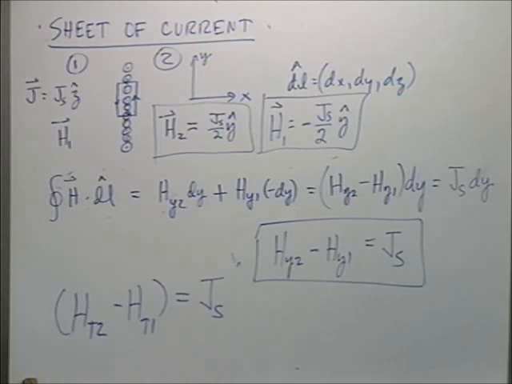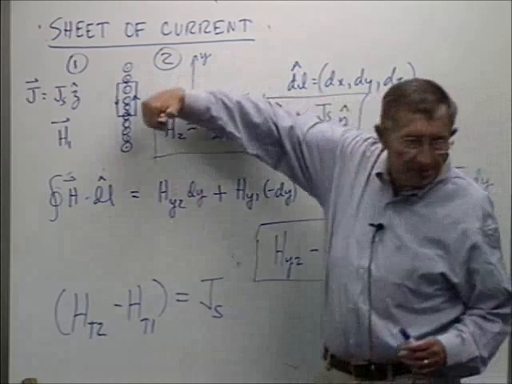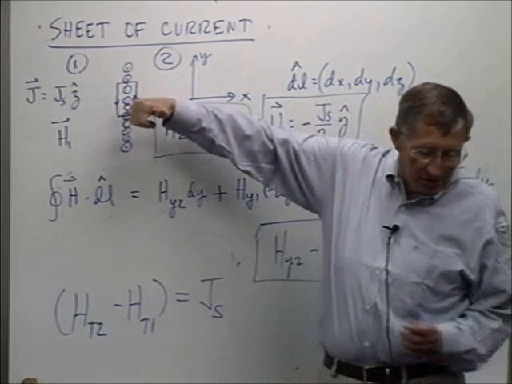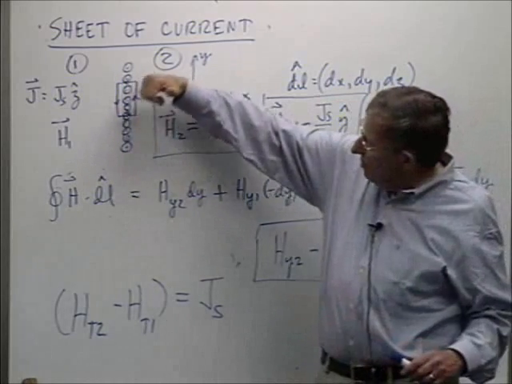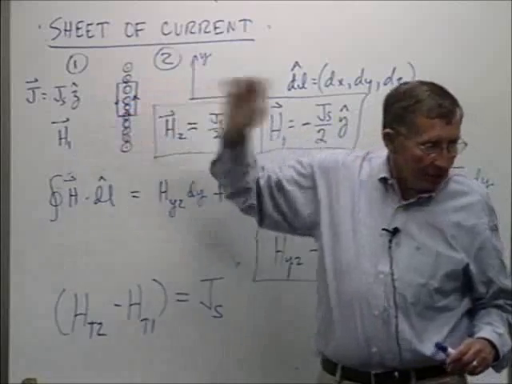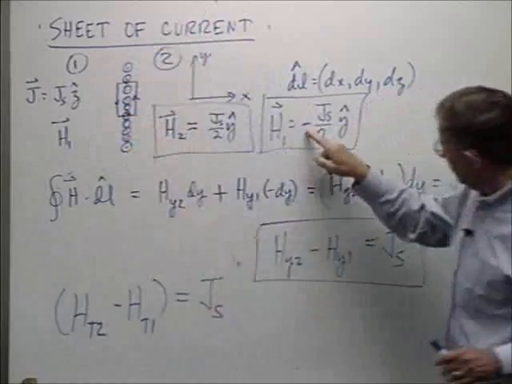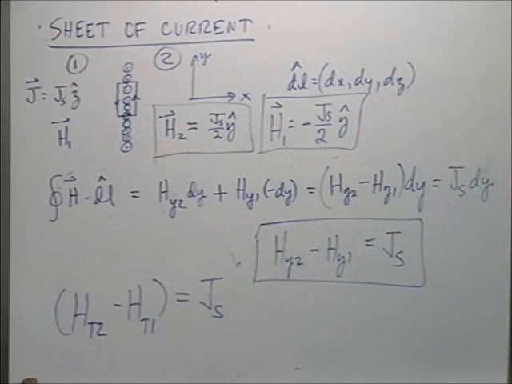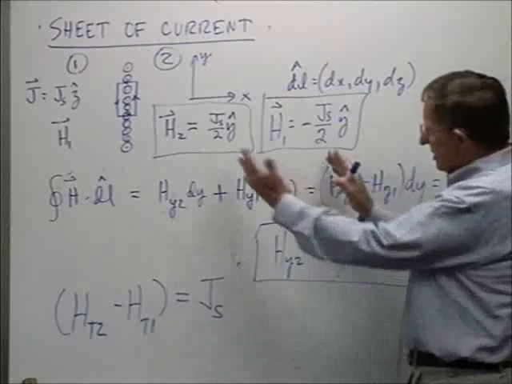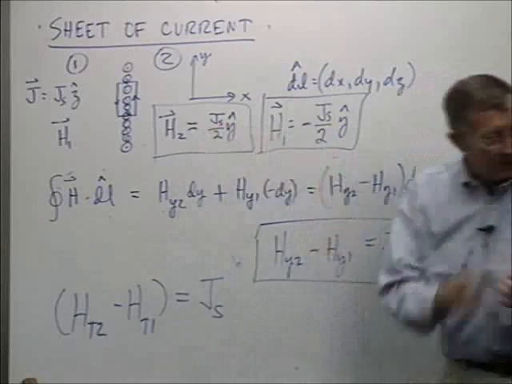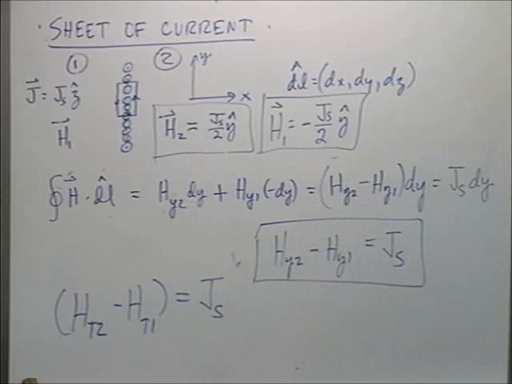To see again which way the field points, put your thumb, with your right hand, in the direction of the current, and it's going down on the left side. Down is in the minus y hat direction. So now look and see what's cool on the boundary conditions. If you look at the difference between these, you've got JS over 2 going up, you've got minus JS over 2 going down, so the difference is JS.